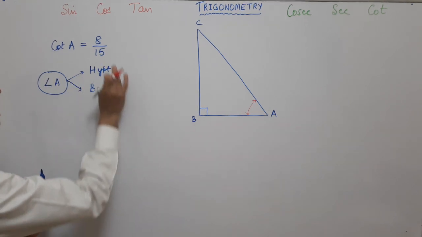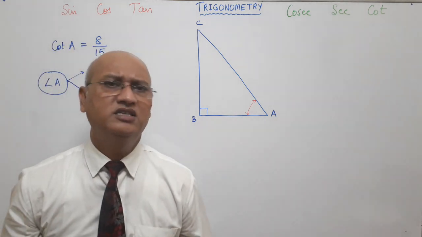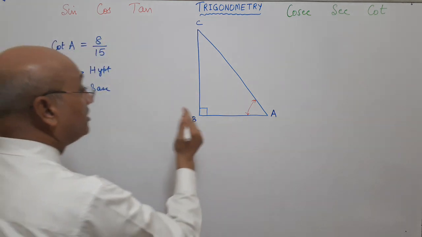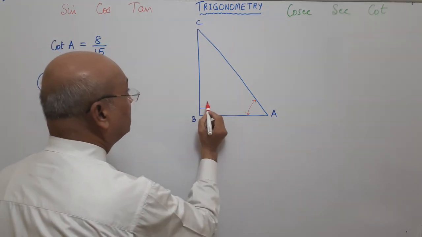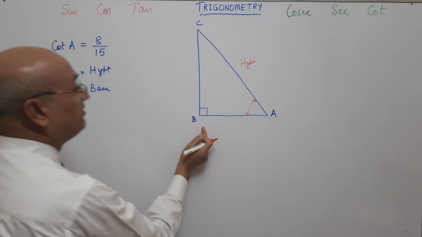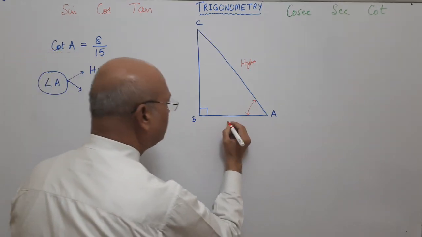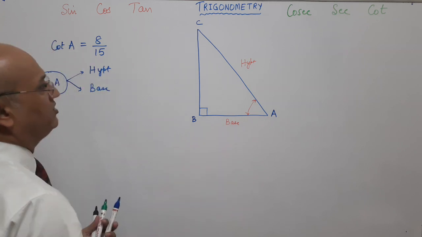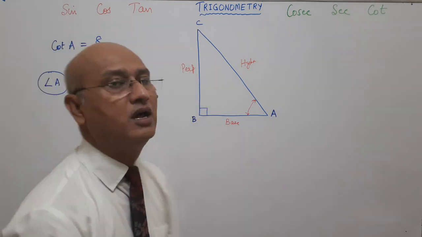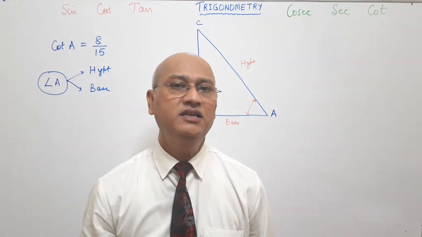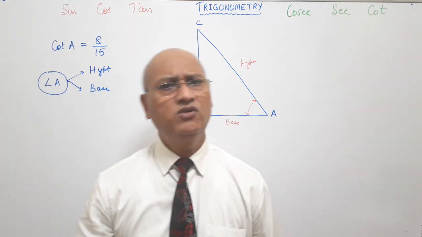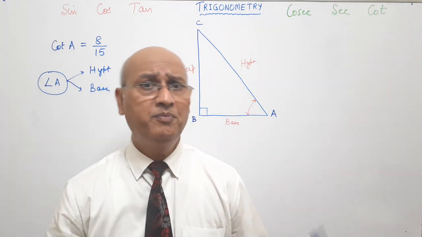Now how to differentiate between hypotenuse and base? For the hypotenuse, it is very clear: the side which is opposite to the right angle is always the hypotenuse. This is the right angle, and the side opposite to it will be the hypotenuse. Now this side and this side were involved in making angle A, so this side will be the base, and obviously the side left will be the perpendicular. I hope you have understood how to decide hypotenuse, perpendicular and base. Hypotenuse is always fixed; only perpendicular and base need this criteria.